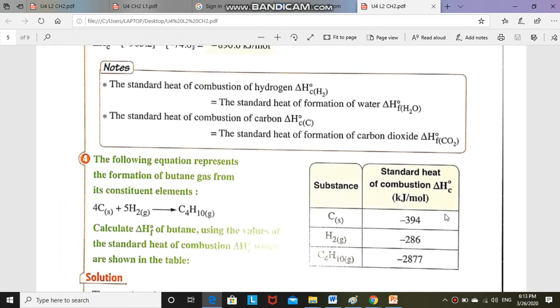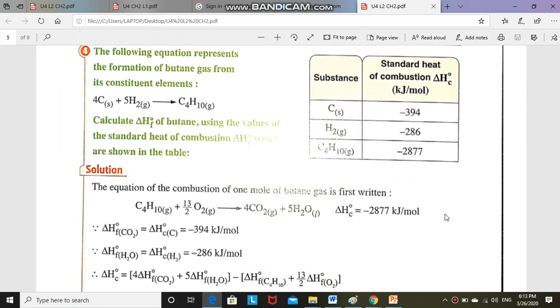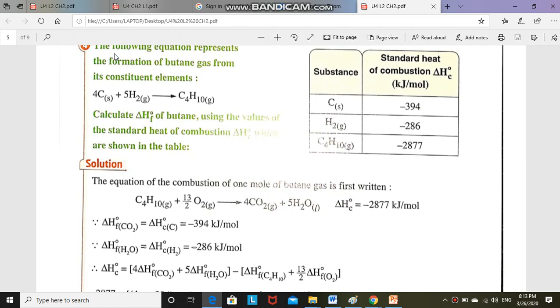We have another example here. The formula of butane is C4H10. We want to calculate the standard heat of formation of butane gas. We have the standard heat of combustion for it, which equals negative 2877 kilojoule per mole.